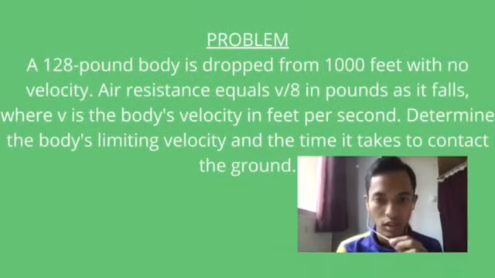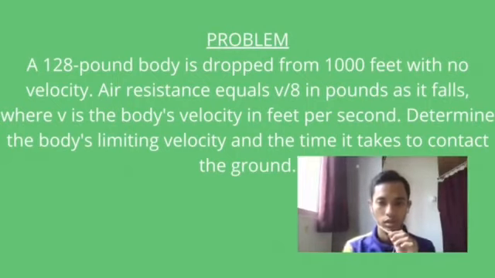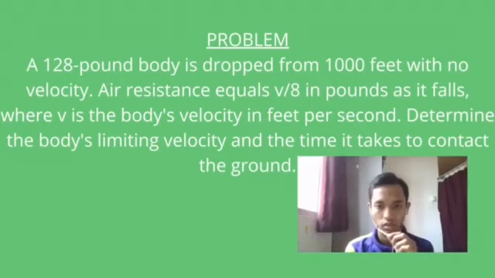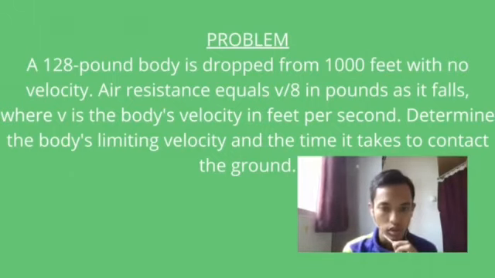So basically, this is our main problem. A 128-pound body is dropped from 1,000 feet with no velocity. Air resistance equals V over 8 in pounds as it falls, where V is the body's velocity in feet per second. Determine the body's limiting velocity and the time it takes to contact the ground.